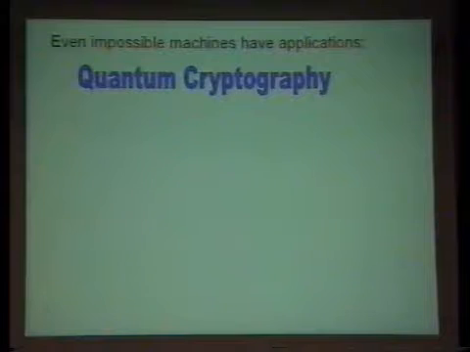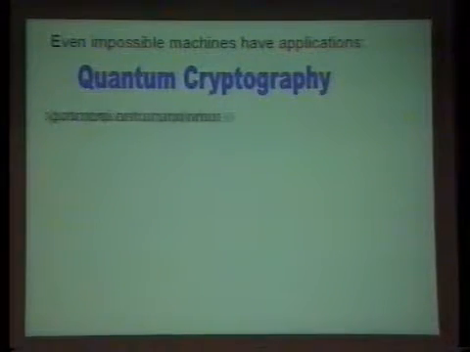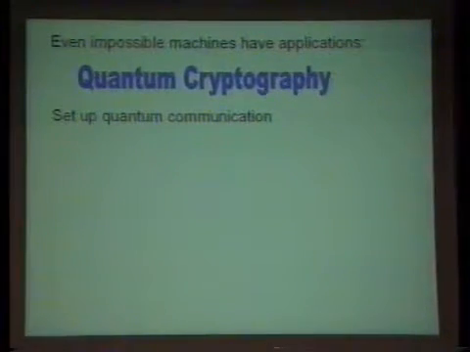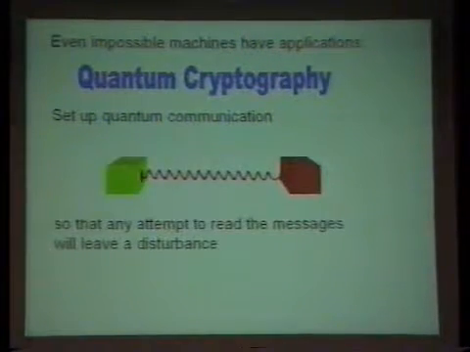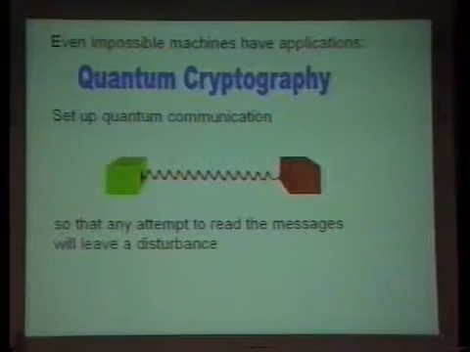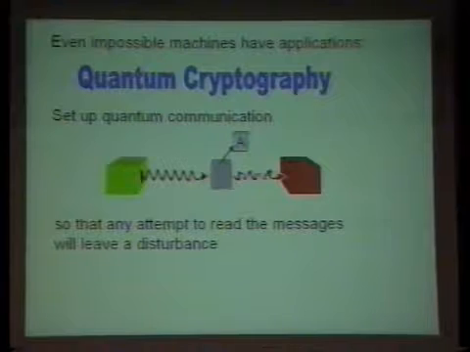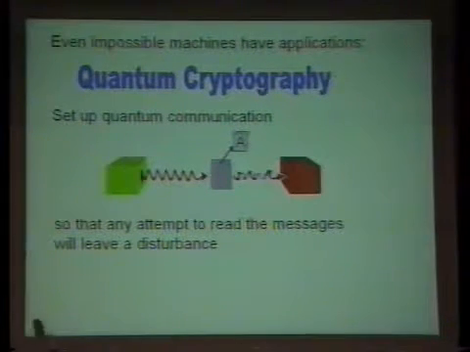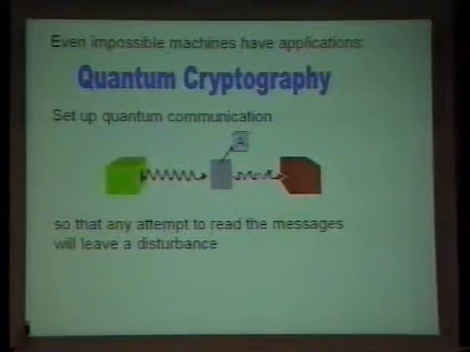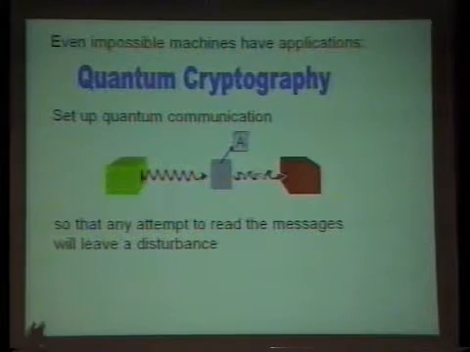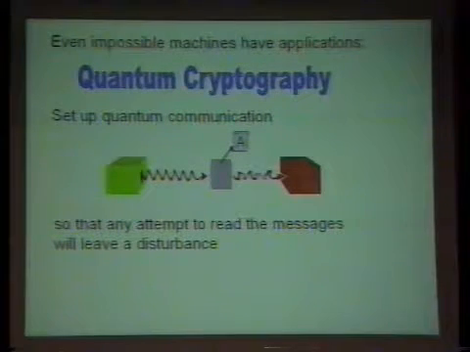One of the applications is quantum cryptography, which I'll just very quickly run through. What you do in that situation is set up a communication line in such a way that any attempt to read the messages or to extract information from them will leave a disturbance. If somebody tries to intercept these messages and extract some kind of information, they will leave some kind of garbled signal at the other end, and this can be detected.